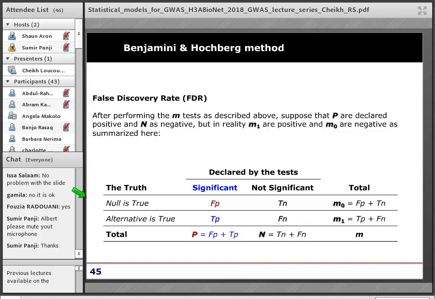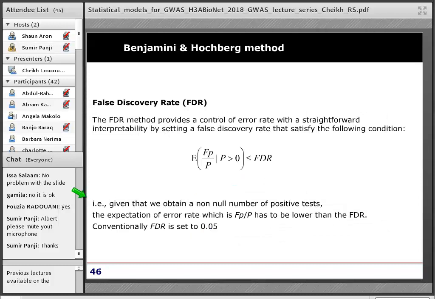So you can make this contingency table to see how many false positives you have among the positives declared by your test, the first column. Here, when the null hypothesis is true and you declare positive, that's a false positive. And when the alternative hypothesis is true and you declare positive, that's a true positive. And you have it for true negative and false negative.